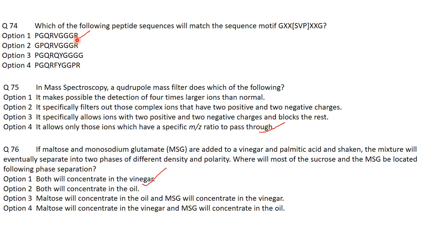Yes, that can be correct. Option 1 is correct. If you see option 2, they have started with G, then they have taken P, where it is not P over here, it is G. It should be G in the second place. In option 3, G in the second place, then Q and R, then QY. It should be either of SVP, it shouldn't be Q and Y. So 3 is also not correct. In option 4, first P, then G, then Q, R, FY. It shouldn't be FY, it is either of S, V or P. So the answer is option 1.